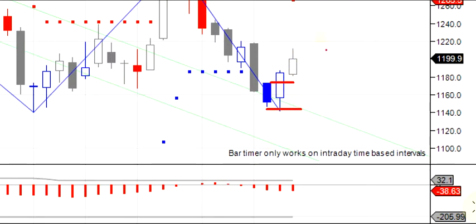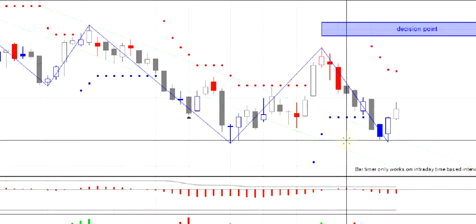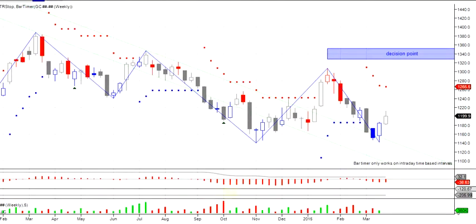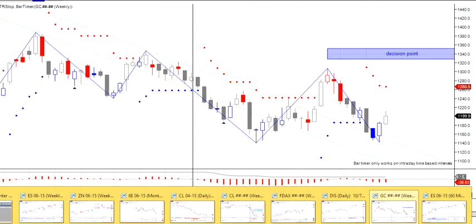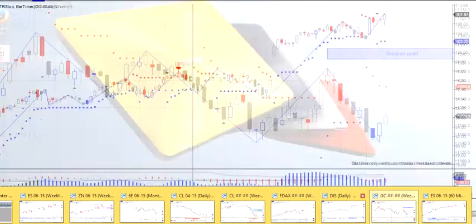And the reward is between here and up here. So that's what I want to do, is try to keep the reward to risk in check there and don't get that out of balance. Let's look at the DAX.